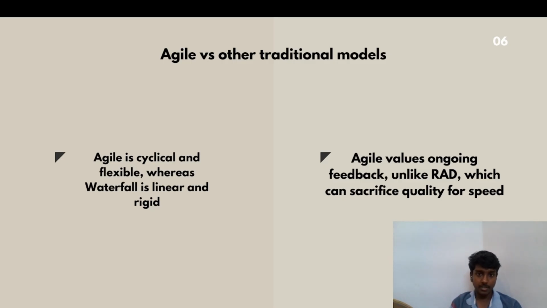I've told you recently about Agile versus other traditional models. Agile is cyclical and flexible, whereas waterfall or traditional models are linear and rigid. As you know, in the waterfall or other models, it is basically requirement elicitation, plan, design, develop, test, deploy. And in any step, there is no interaction between customers and developers, which makes the product less satisfying for the customers.